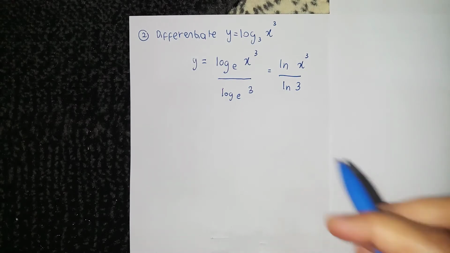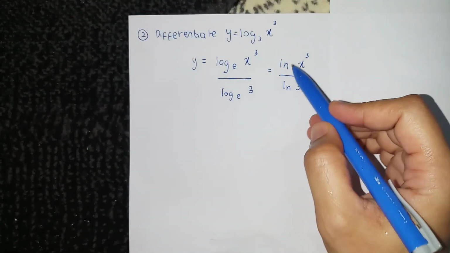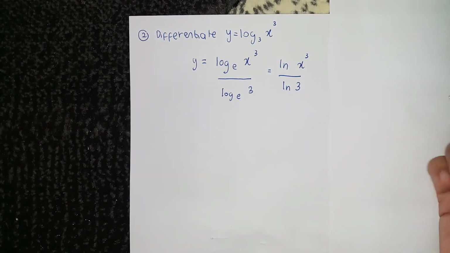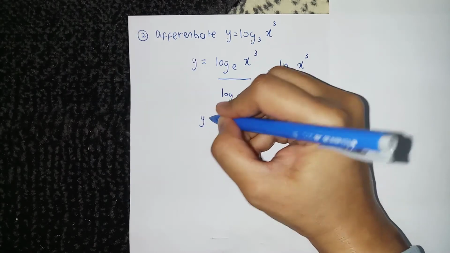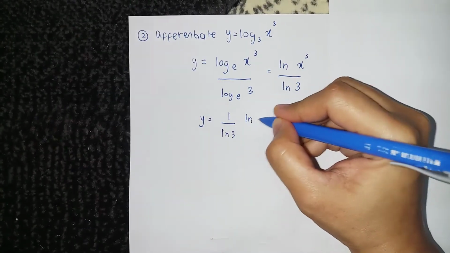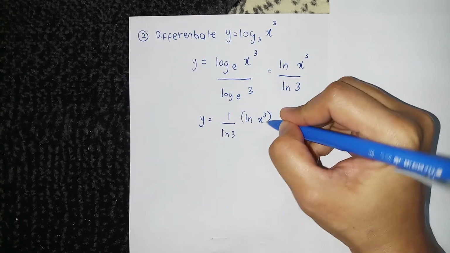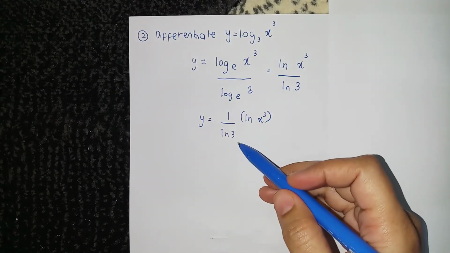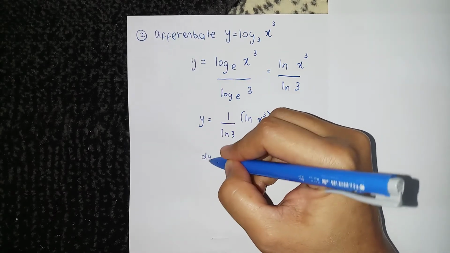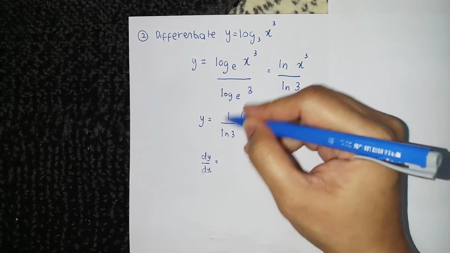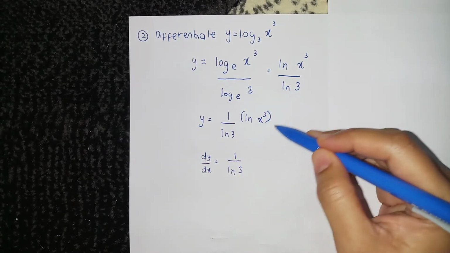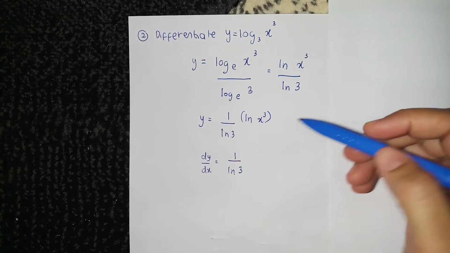Now we want to differentiate y equals ln x cubed over ln 3. Ln 3 is just a constant, so you can put in front. So now we want to differentiate 1 over ln 3, and then we have ln x cubed. That is just a constant I put in front. So now let's do the differentiation. For the differentiation, you just copy the constant in front. So now let's differentiate ln x to the power of 3. So how do we differentiate that?